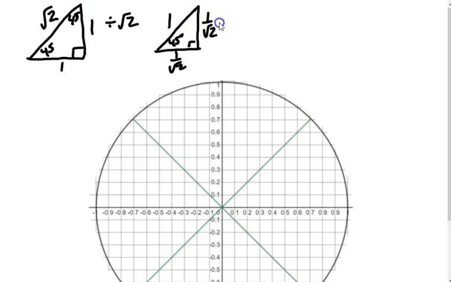Now it's important to know what 1 over the square root of 2 equals, and if you did this on the calculator and got a decimal approximation, it's about 0.71. So about 0.7 when we're graphing.